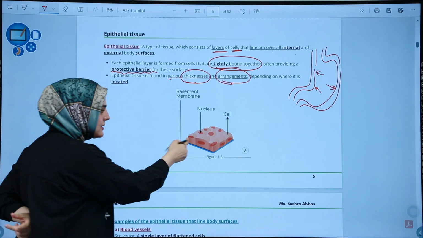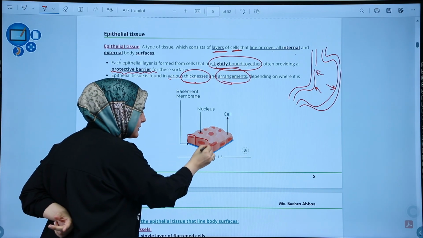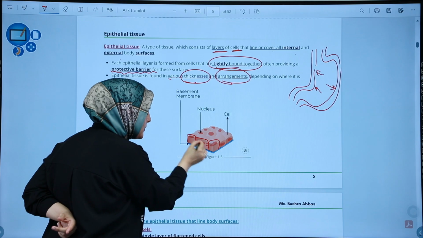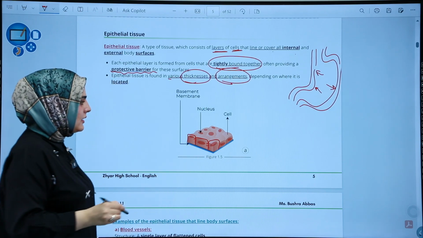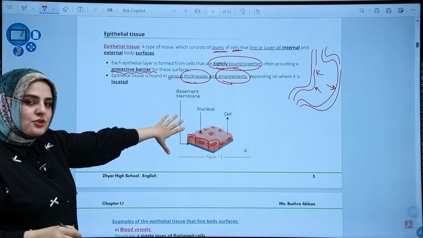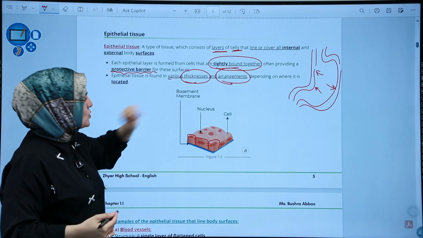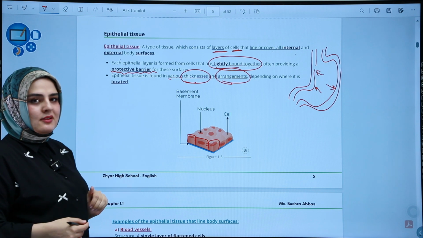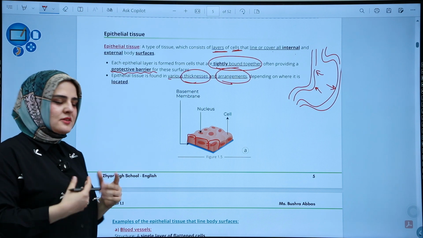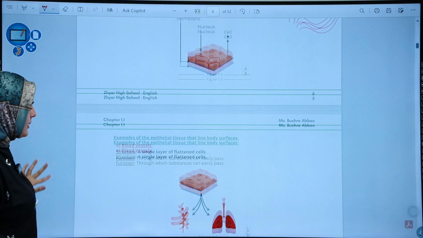You see this? The cells are all connected here. This is what we mean when we say tightly bound together. And this is a normal shape of epithelial tissue. The nucleus is obvious, the cells are close, and there's a basement membrane they're layering on. We don't mention this much, but I want you to know about it.